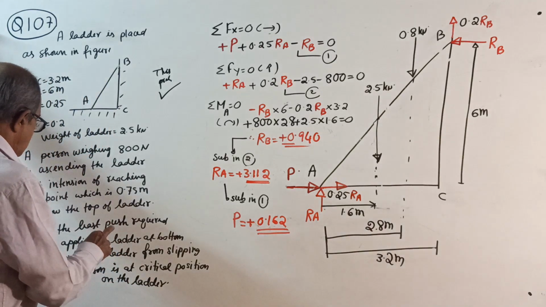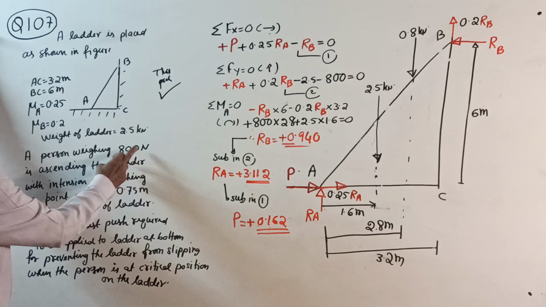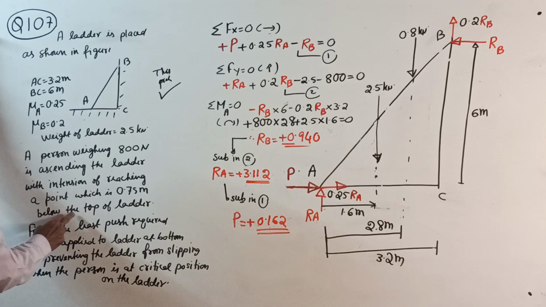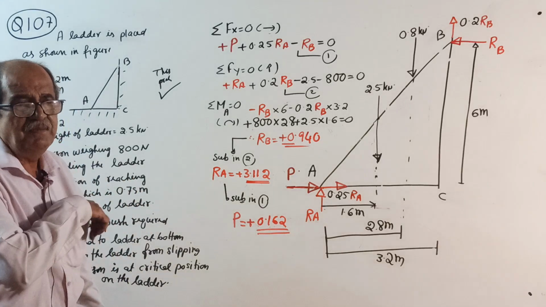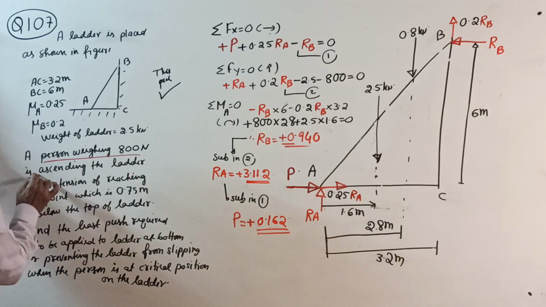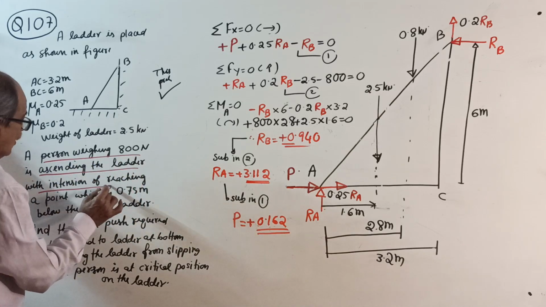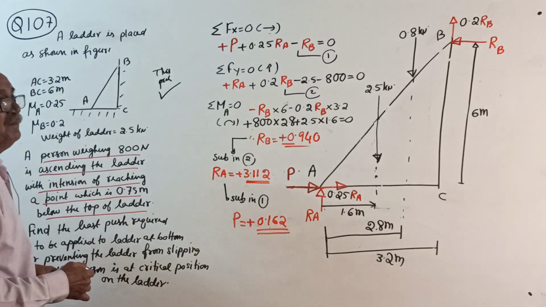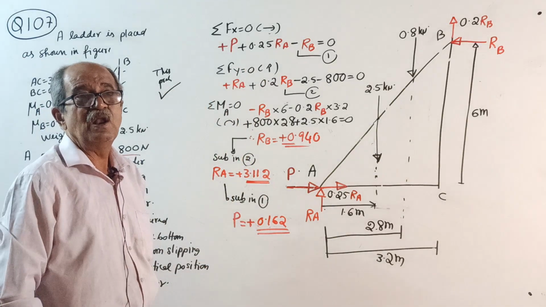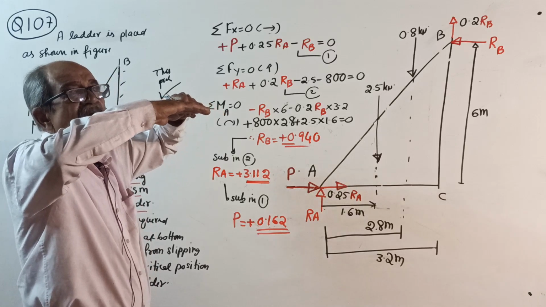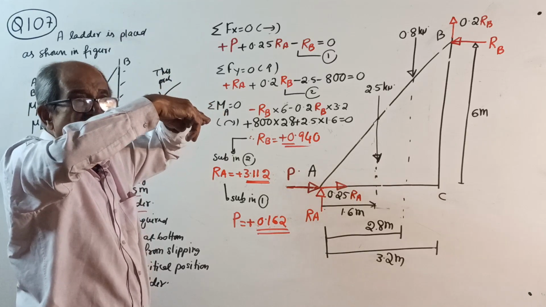One more thing, see here. A person weighing 800 Newton is ascending the ladder with the intention of reaching a point which is 0.75 meter below the top of the ladder. You write a note here. That's very important. Maybe he is doing some work on the wall, painting on the wall. That level is 0.75 from the top or a little further upper side.